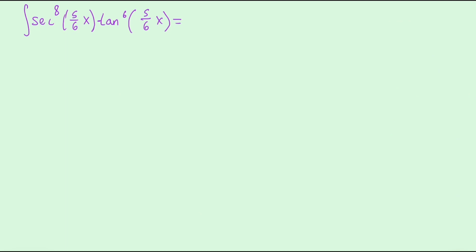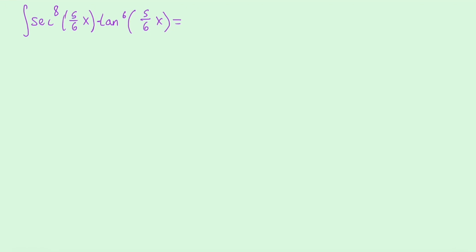In this problem, we're integrating secant to the 8th power of 5/6 x times tangent to the 6th power of 5/6 x. Since we're integrating a function that has both secant and tangent, we're going to want to use the second trig identity, which is 1 plus tangent squared theta equals secant squared theta. Next, we decide what we want to write this function in terms of. Is it going to be secant or tangent?